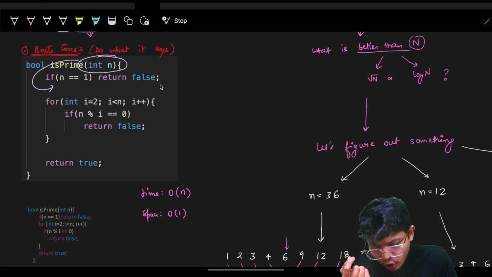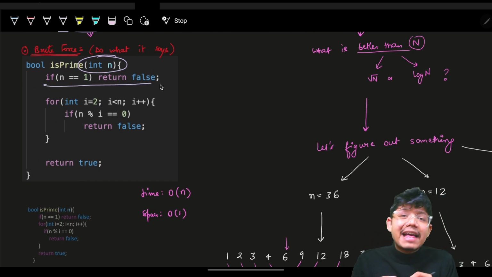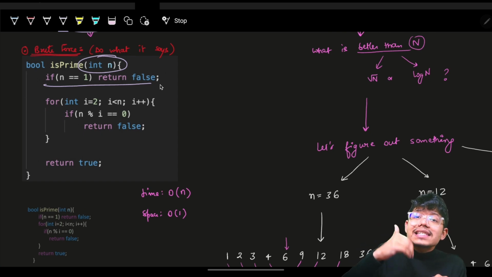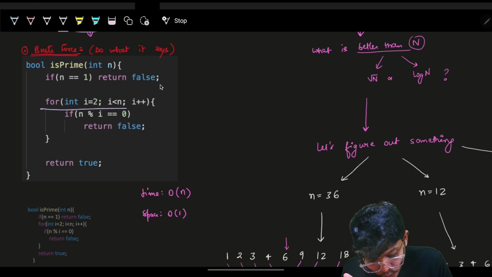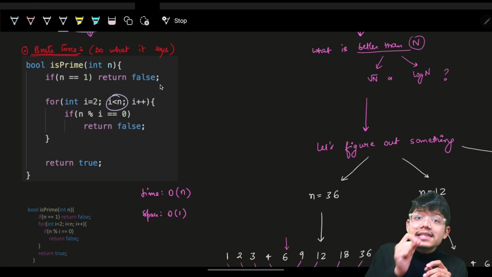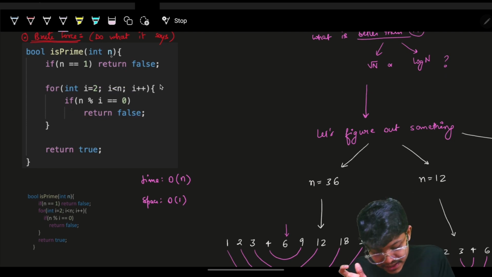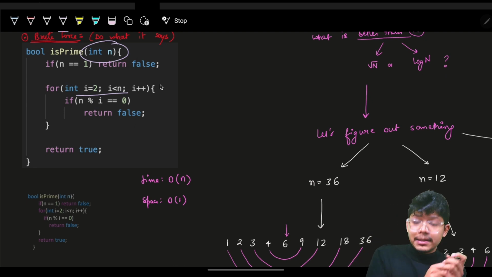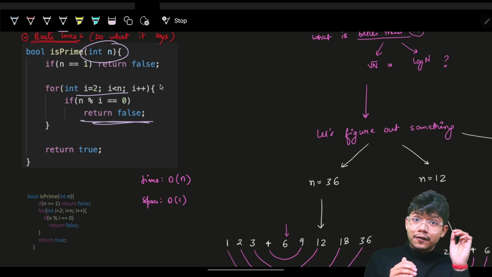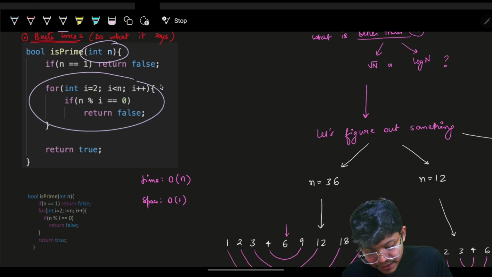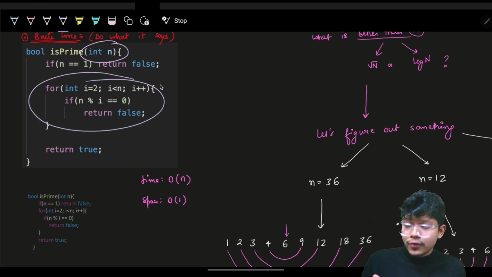For sure, number 1 is never a prime number. So I start off from 2, and I keep on going up till less than n, and then I simply check: if n mod i, which means the original number n, is divisible by any number between 2 and n minus 1, then it is not a prime. So simply return false right there. Else, if we tried everything and it did not return false, then I can simply say it is true, which means it is a prime.